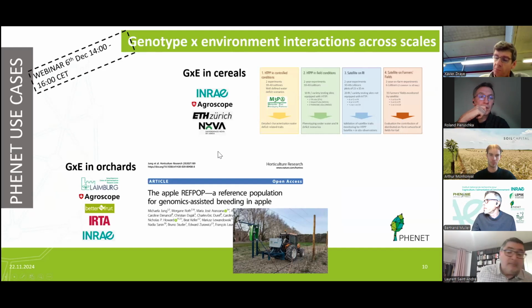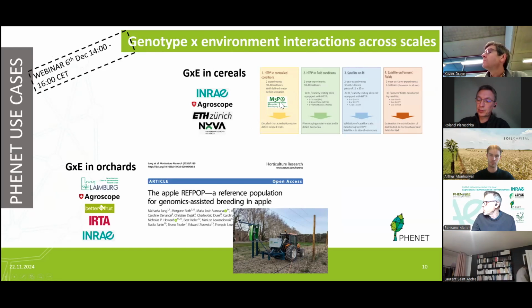The third set will be genotype by environment interactions across scales, and we have two examples on this matter. One on cereals, so annual crops. It's basically wheat, and we will hear how we will use different levels and scales of data to inform models in particular. And the other will be on perennial plants, orchards, more precisely relying on the European set of sites where the same population of hundreds of apple tree cultivars are gathered.